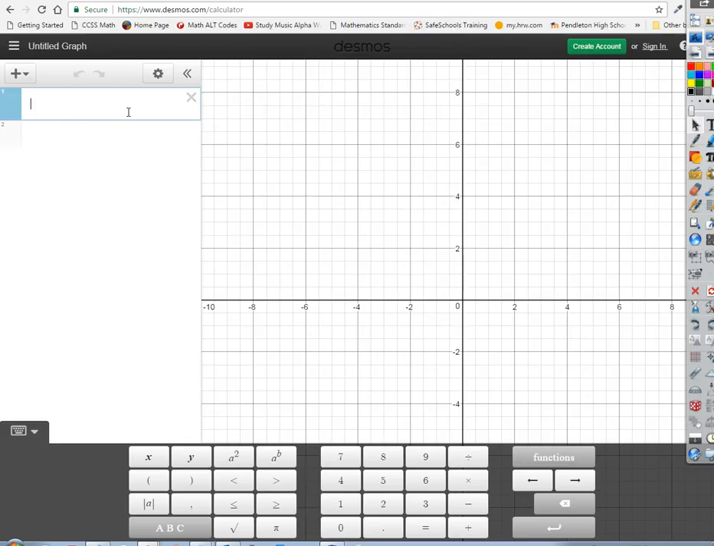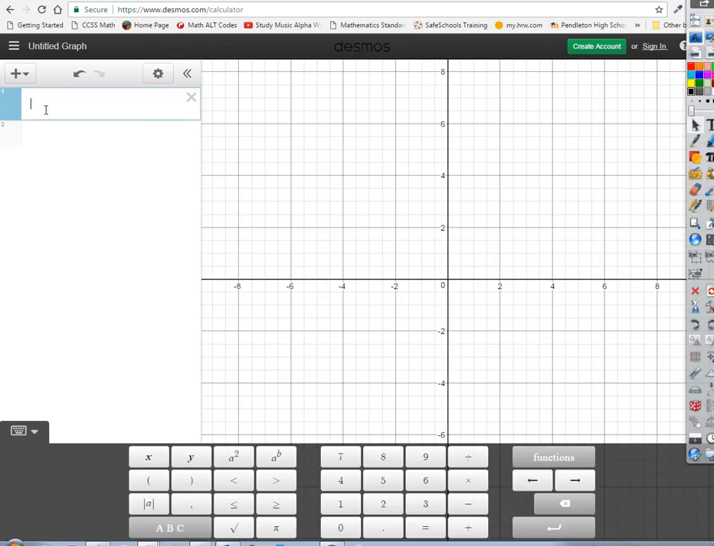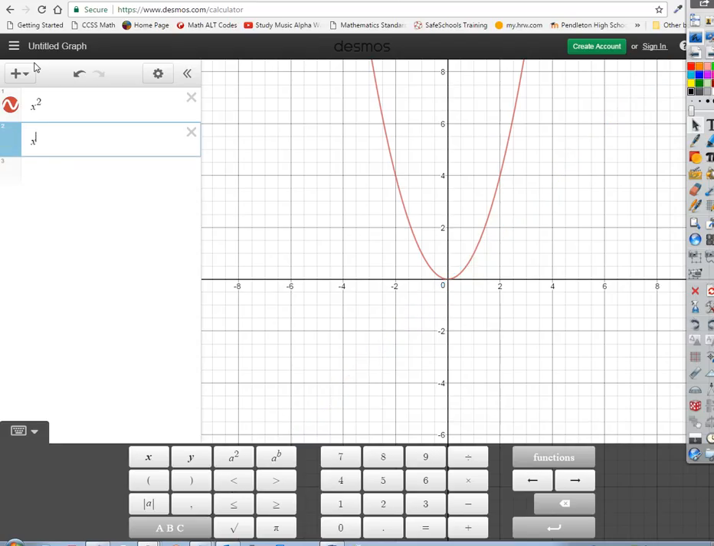Let's look at a couple quick functions. We just want to remind ourselves what functions look like. So let's look at the power function x squared. It's a parabola, right? No big deal. Let's compare that to x cubed. It looks different, right?